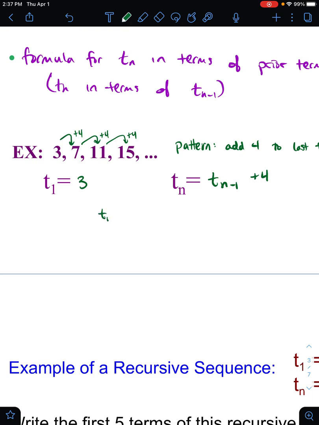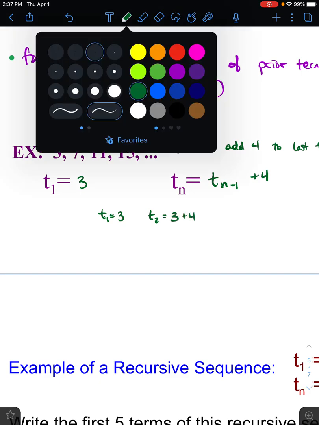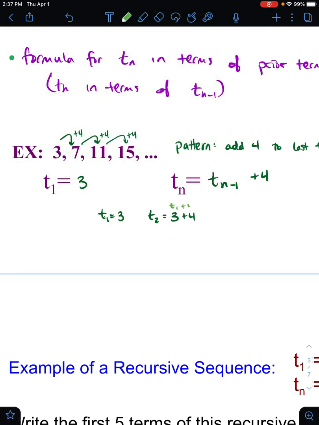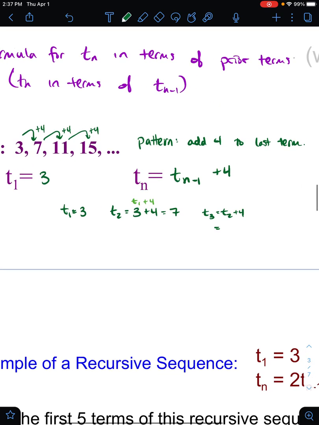Well, if I try this, t sub 1 is 3, because I said so. T sub 2 is going to be 3 plus 4, because that's t sub 1 plus 4, which is 7. T sub 3 is then t sub 2 plus 4, which is equal to 7 plus 4, which is equal to 11, and so on. So you find each term by doing something to a prior term.